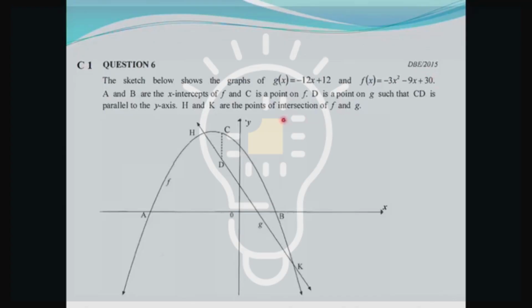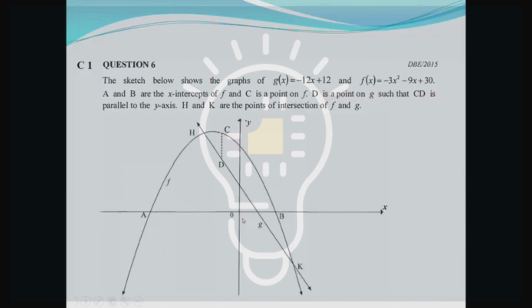Getting back to this question, we read that A and B are x-intercepts of f. So there's A and B. We now have to find them, don't we? Because we let y equal 0, and then we solve that using the quadratic equation. C is a point on f. There's C right there. D is a point on g such that CD is parallel, notice, parallel to the y-axis.